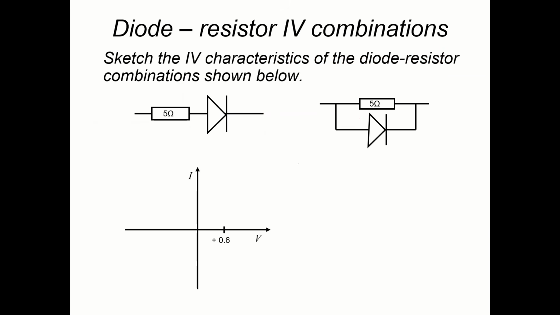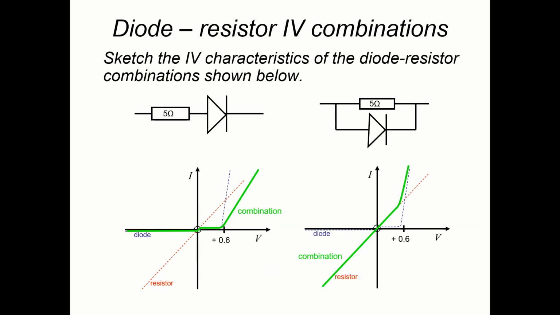Now this bit, I nearly would have removed this, but I've seen some recent questions in the AQA board that actually ask for this kind of information. So if you have a combination of components, in this case a diode and a resistor, then you might get this kind of hybrid line or graph.